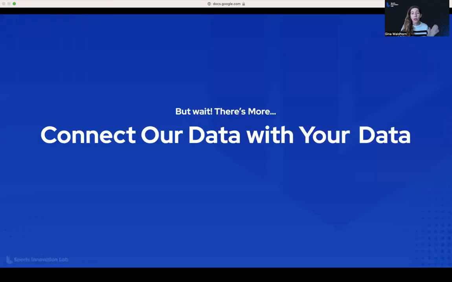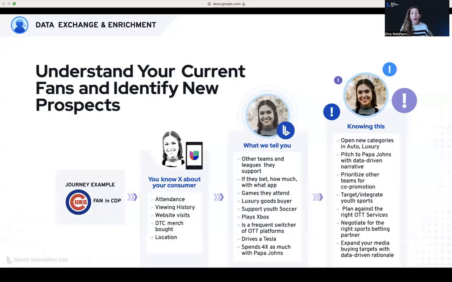Now, before we leave, there's one other thing I want to mention, because we know that there are more data-centric organizations that are in control of their own CDP and CRM today. We are also working with clients to use our audiences for data exchange and enrichment. In this example, we're using a team fan. Maybe it's a Cubs fan. You've got a fan. You've got some unique identifiers within your own CRM and CDP.